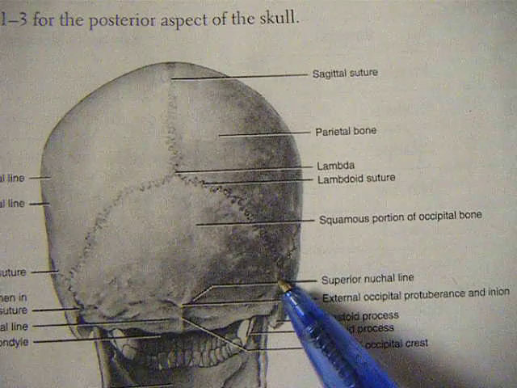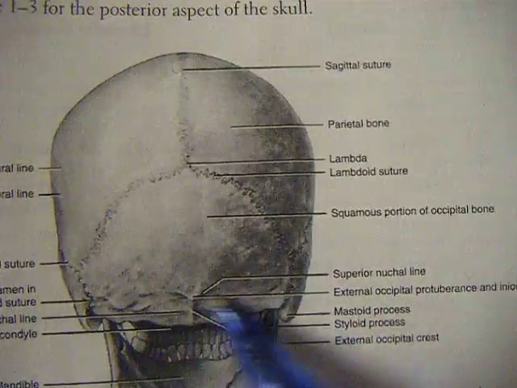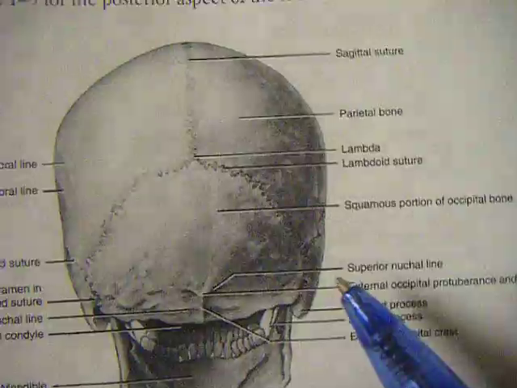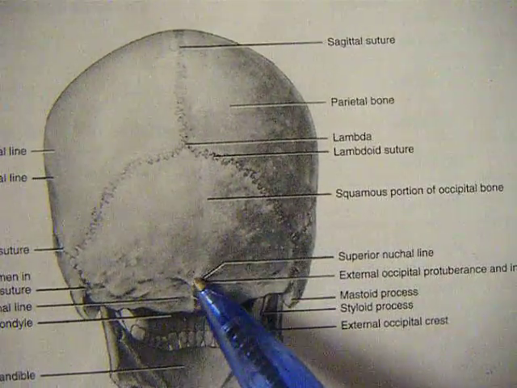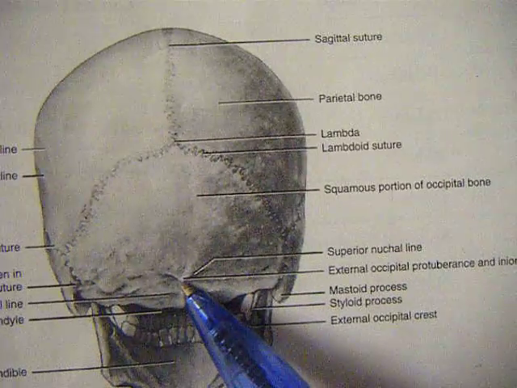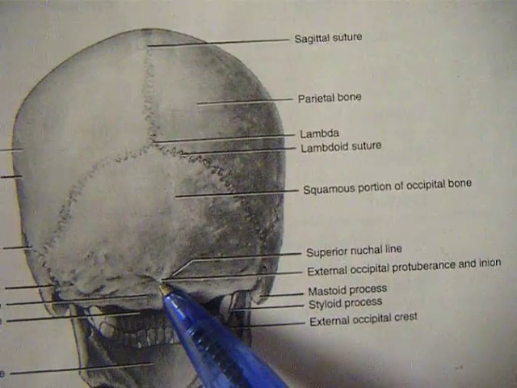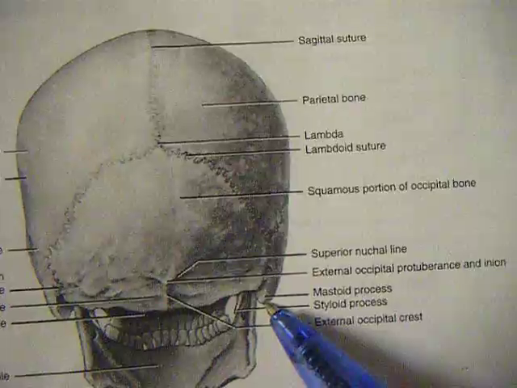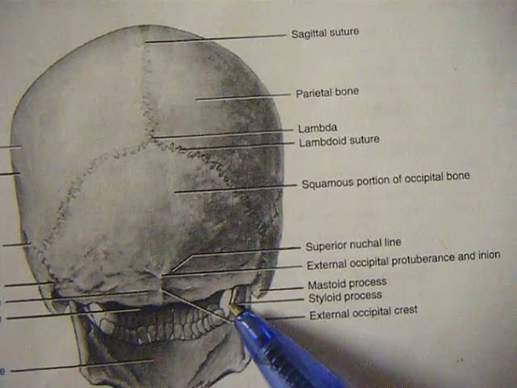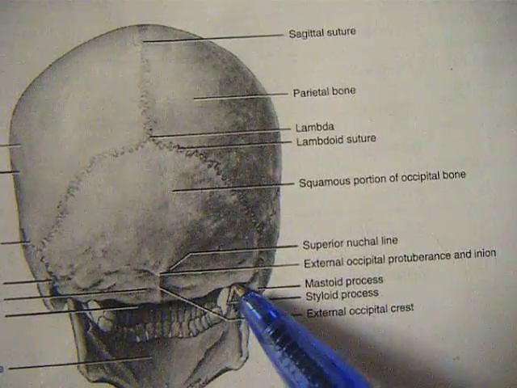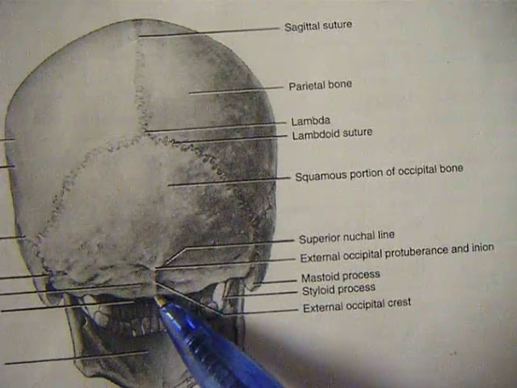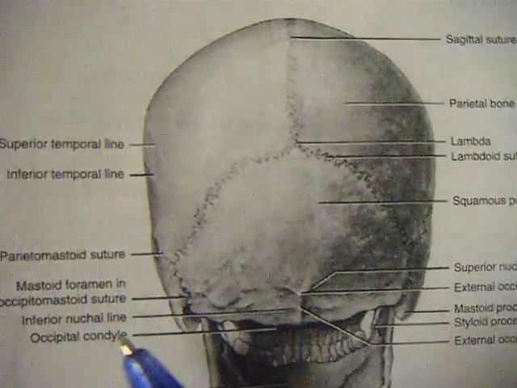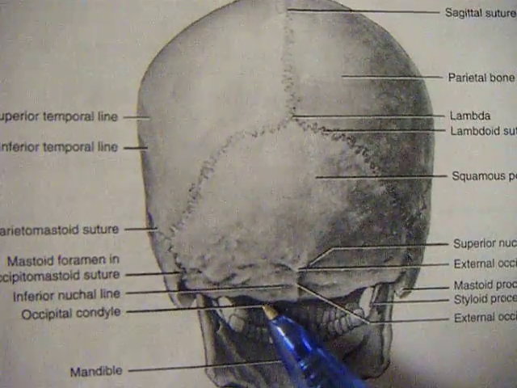This is the squamous part of the occipital bone. This is the superior nuchal line. This is the external occipital protuberance. This is the mastoid process. This is the styloid process. This is the external occipital crest. This is the occipital condyle.